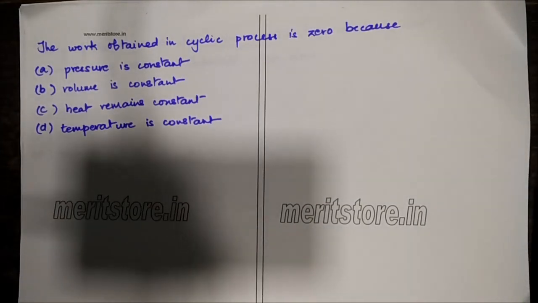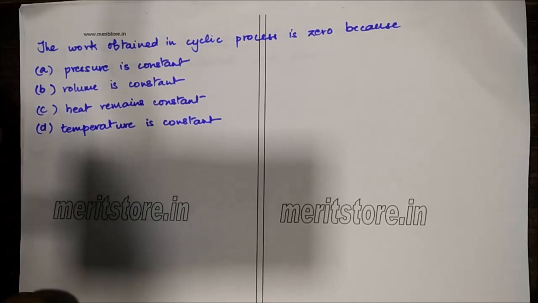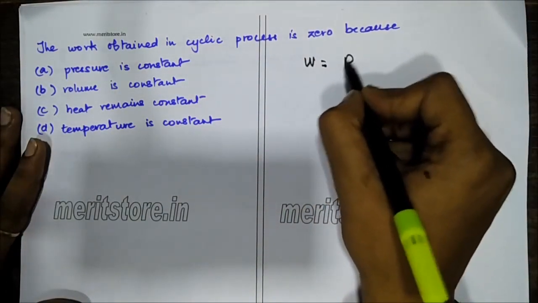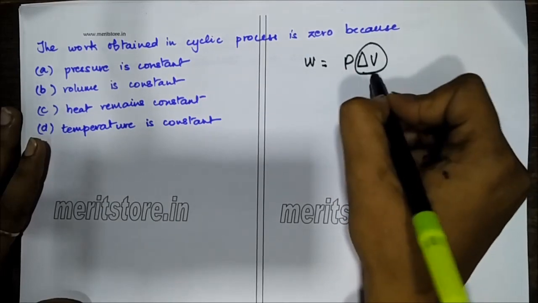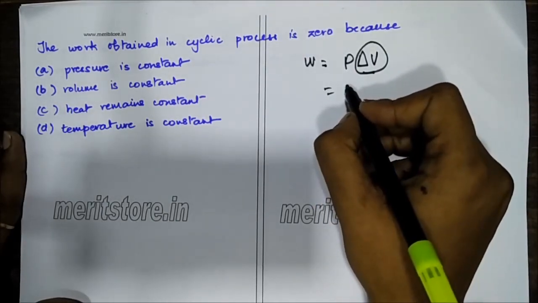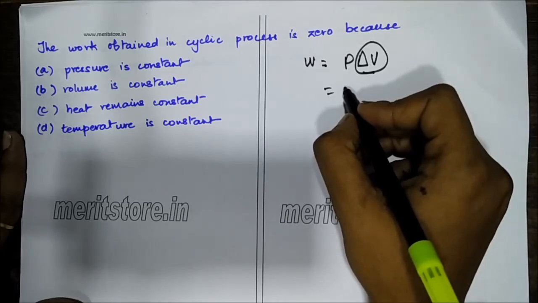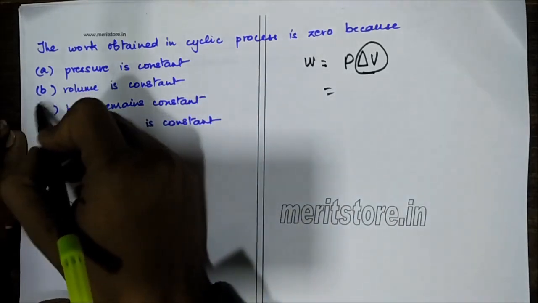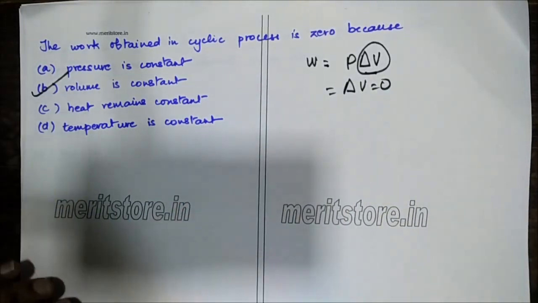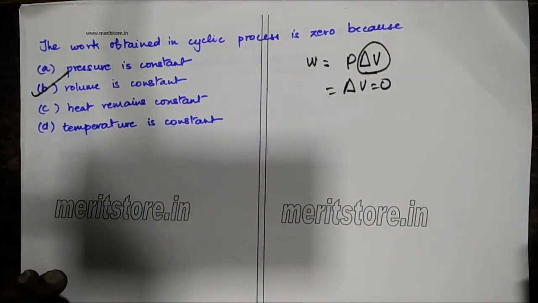The work obtained in a cyclic process is 0 because work is indicated by P delta V. Now the change in volume is 0 since volume is constant. So delta V is 0. Therefore the work obtained in a cyclic process is 0. Next.